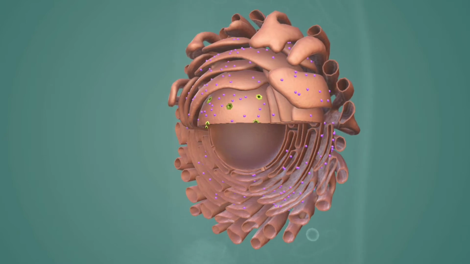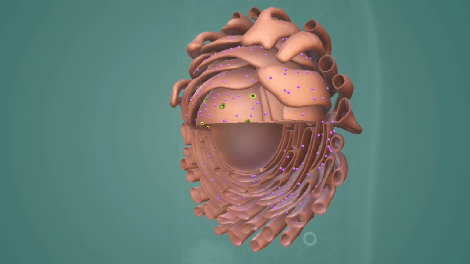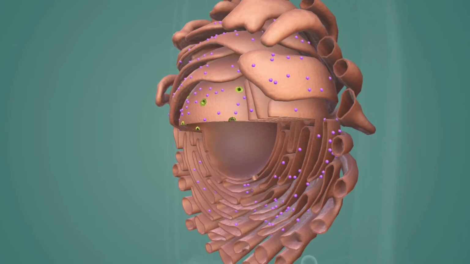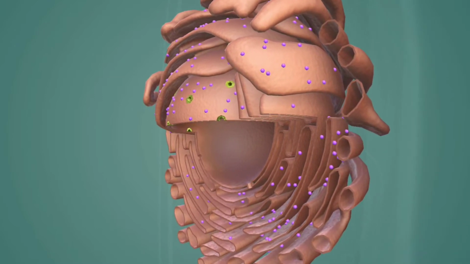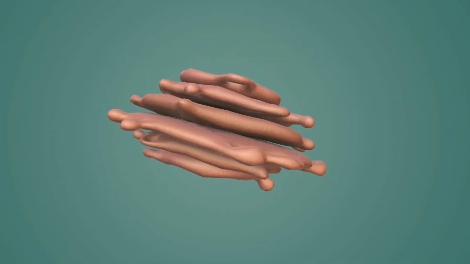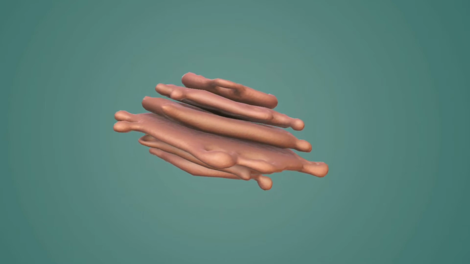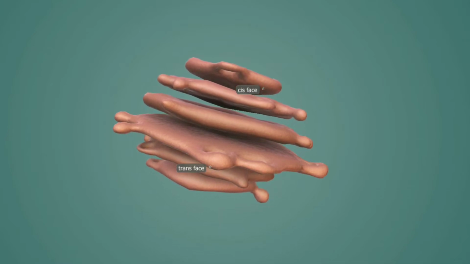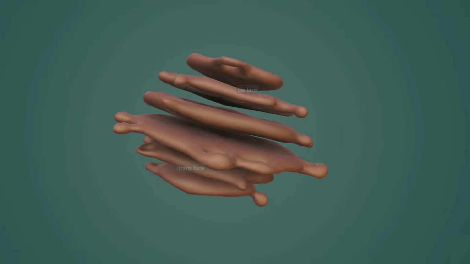The smooth endoplasmic reticulum plays an important role in lipid synthesis and detoxification. It breaks down certain harmful materials. The proteins produced by the ribosomes in the rough endoplasmic reticulum are processed and packed in the Golgi apparatus. It also plays an important role in determining the final destination of the protein.